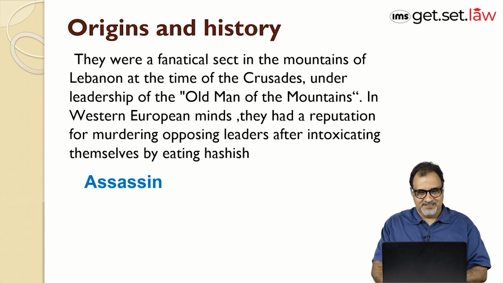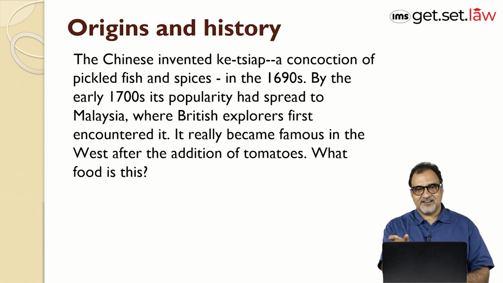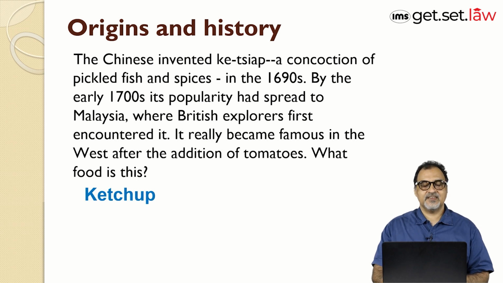Let's look at one more word. The Chinese invented K-siap, a concoction of pickled fish and spices. By the early 1700s, its popularity had spread to Malaysia, where British explorers first encountered it. It really became famous in the West after the addition of tomatoes. What food is this? It's a relatively easy word. If you know the word K-siap, what does this remind you of? The word is ketchup.